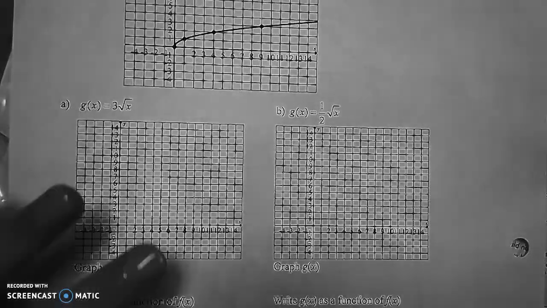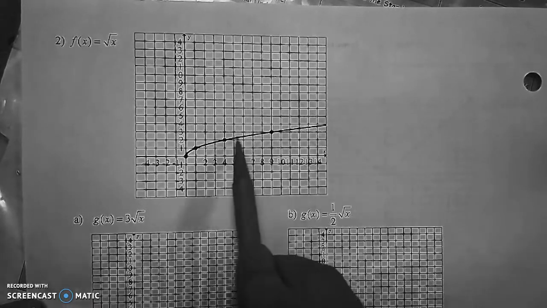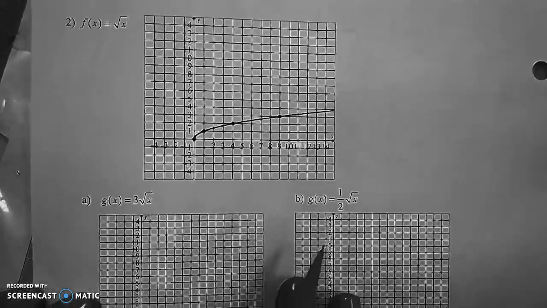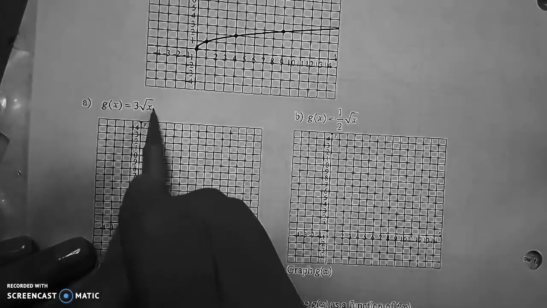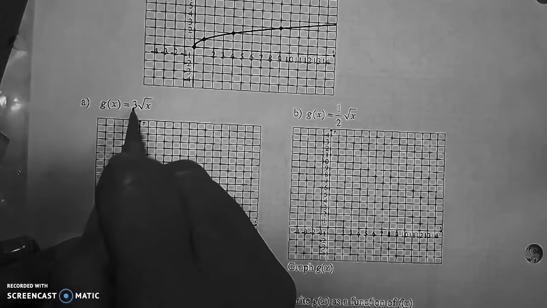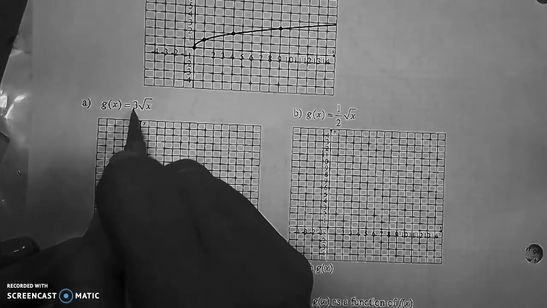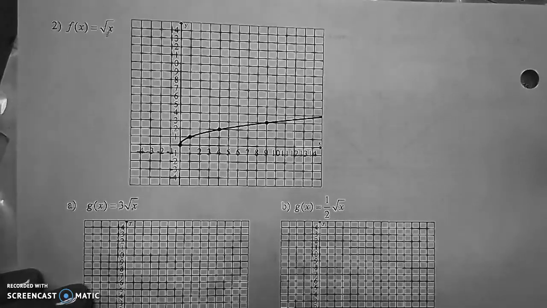All right, let's turn the page and look at the back of the next page. Once again, we see a new parent function, a square root function. So let's take a look at a. We have nothing inside this function, so that means we have no left or right movement. 3 is on the outside. So my question is, are you multiplying or are you adding or subtracting? Well, you're multiplying. You're multiplying your function by 3.